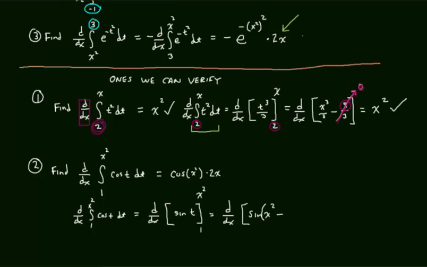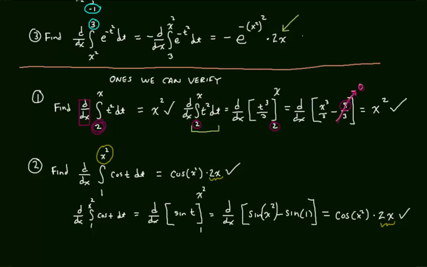So keeping the derivative outside again, I'll have the sine of x squared minus the sine of 1, which is a constant. Now I'm going to take the derivative of that expression, and that will be cosine x squared times the derivative of the stuff for chain rule times 2x. It verifies. And hopefully that explains why when this bound is something other than just x alone, we need to take its derivative at the end for chain rule.